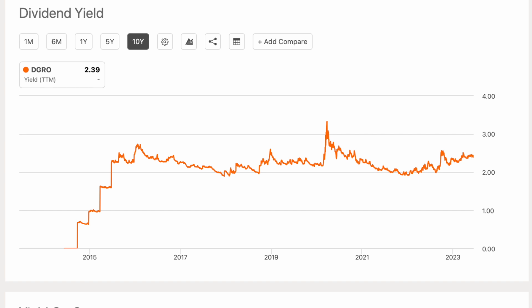The 10-year yield on cost is nearly 8%, driven by consistent dividend growth. DGRO currently pays a dividend yield of about 2.4% and has a slightly shorter track record compared to SCHD. Historically, it has paid yields between about 2 and 3.25%, generally lower than corresponding yields paid by SCHD. DGRO's yield also peaked during the 2020 pandemic crash, pushing above the 3% threshold.